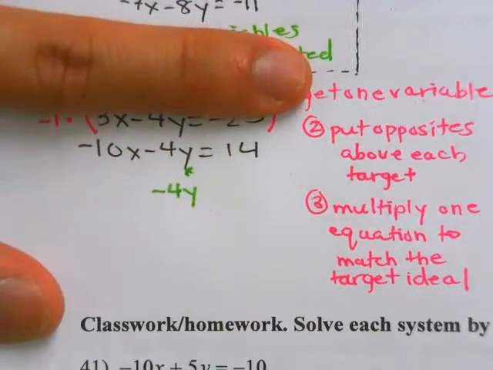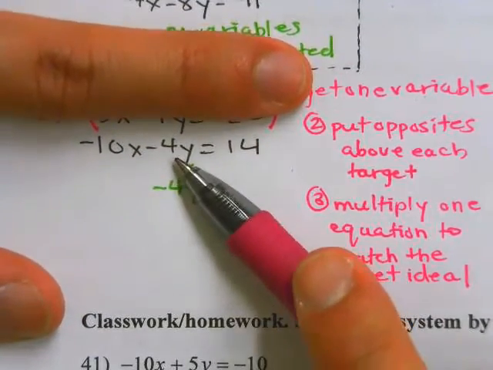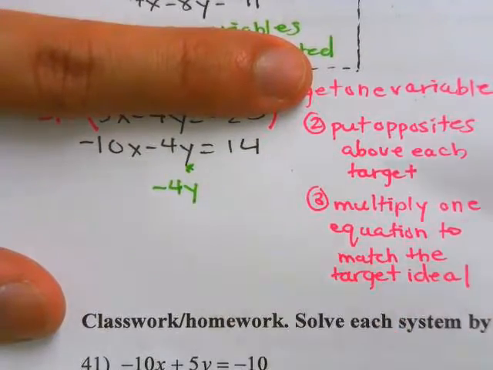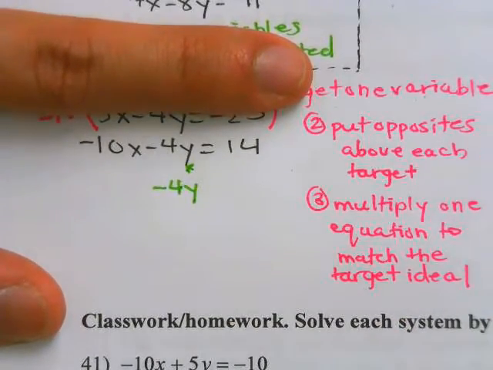Now take a look at the second equation. Are there any changes? -4 to -4. No changes. Sure, you're just going to leave that equation as is.